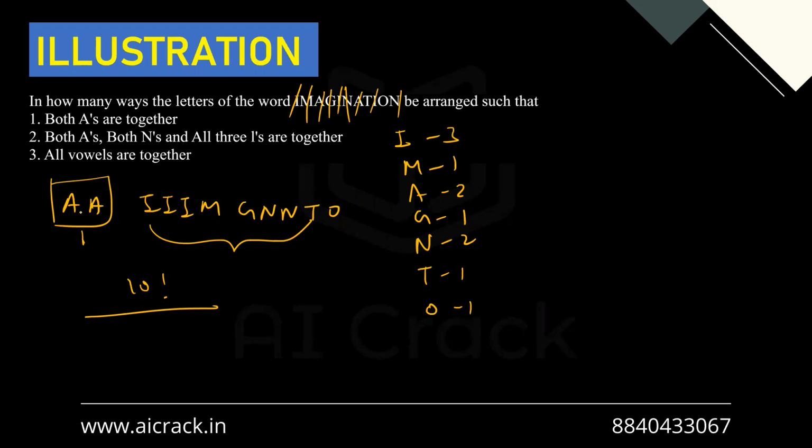Now we cannot arrange the A's among themselves because both are actually identical. But we'll have to eliminate the cases of identical ones over here. We have 3 I's over here, 2 N's over here. So divide by 3 factorial and 2 factorial, right? So this is the answer for the first question.